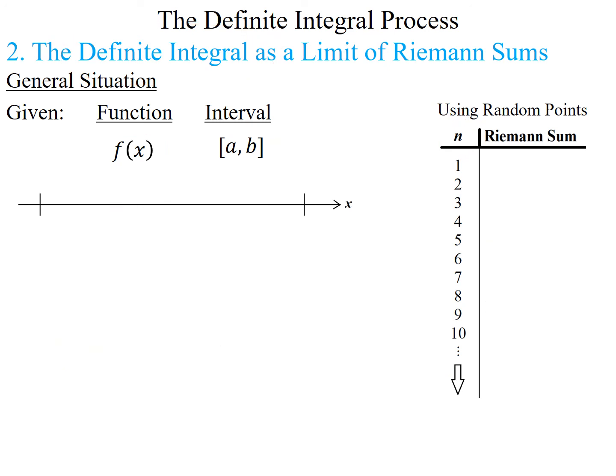Okay, so in a nutshell, a definite integral is a limit of a sequence of Riemann sums. Remember the formula for a Riemann sum goes like this. So there's a Riemann sum. If n is 1, remember n stands for the number of subintervals. If n is 1, then we're cutting the given interval into 1 subinterval.